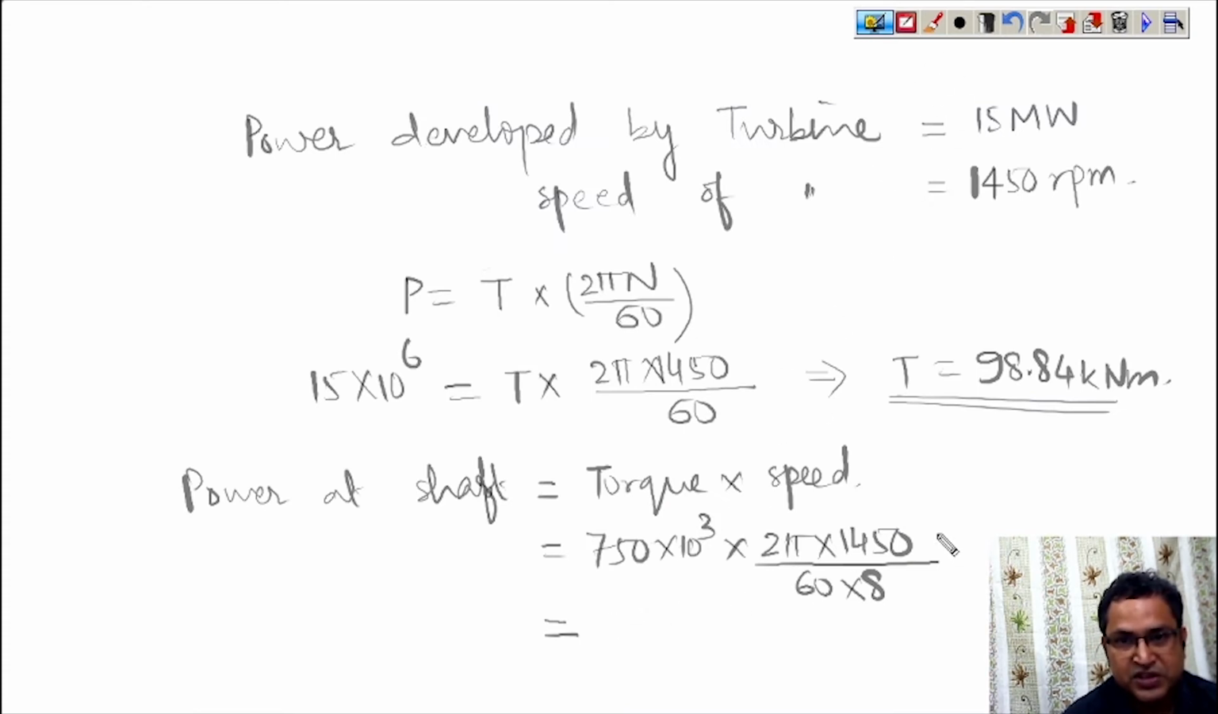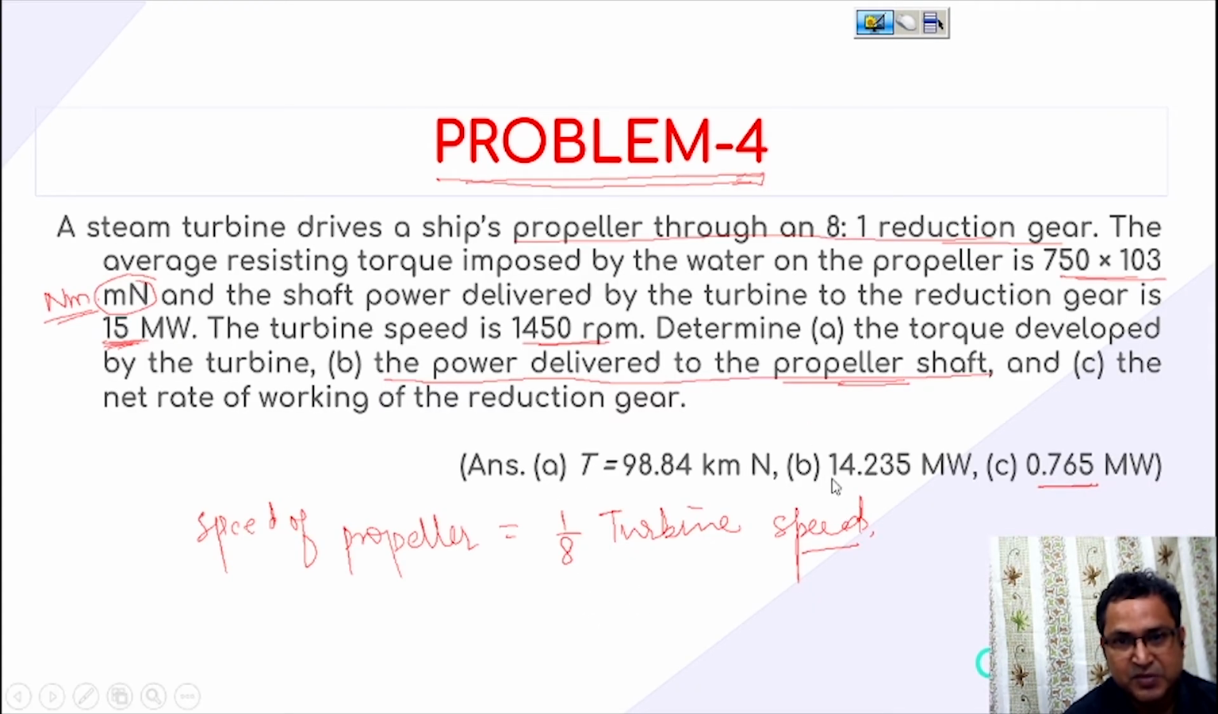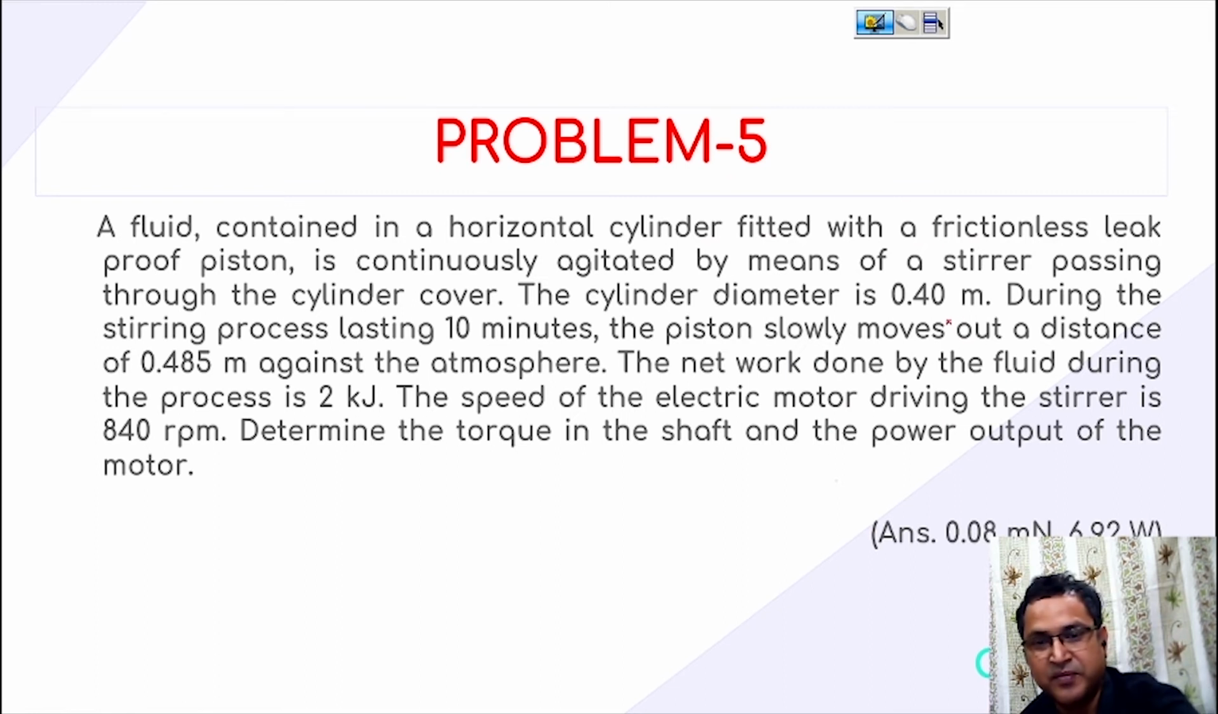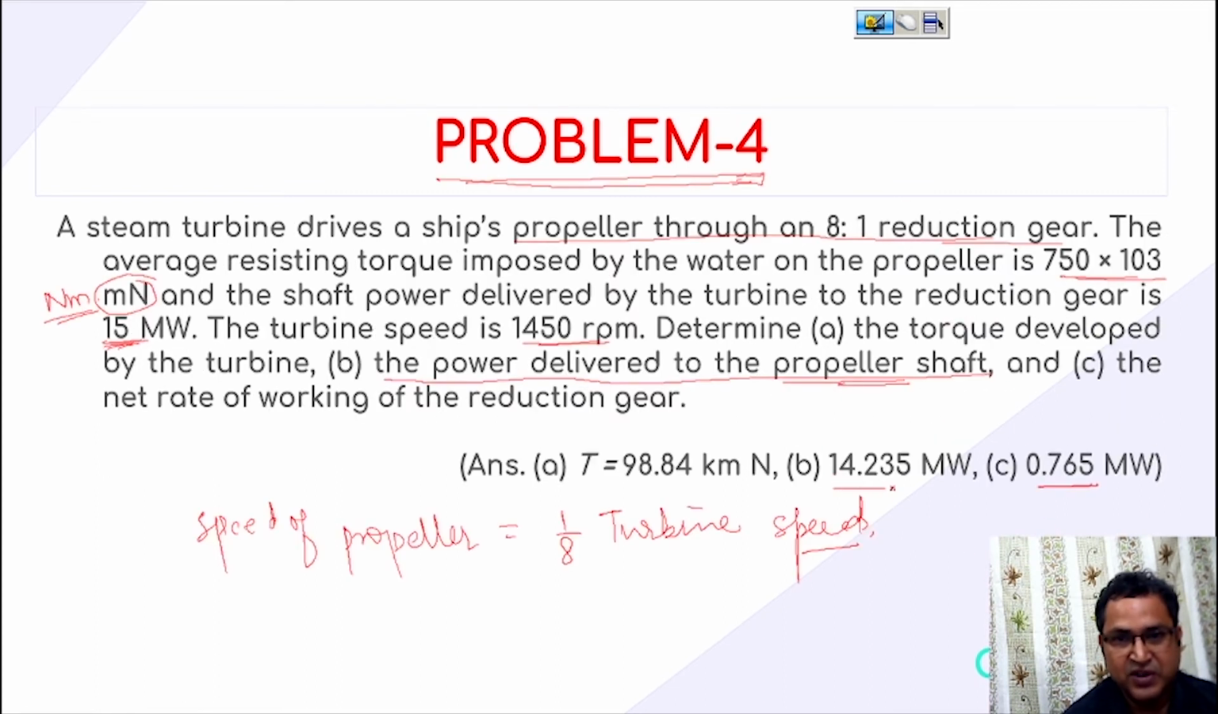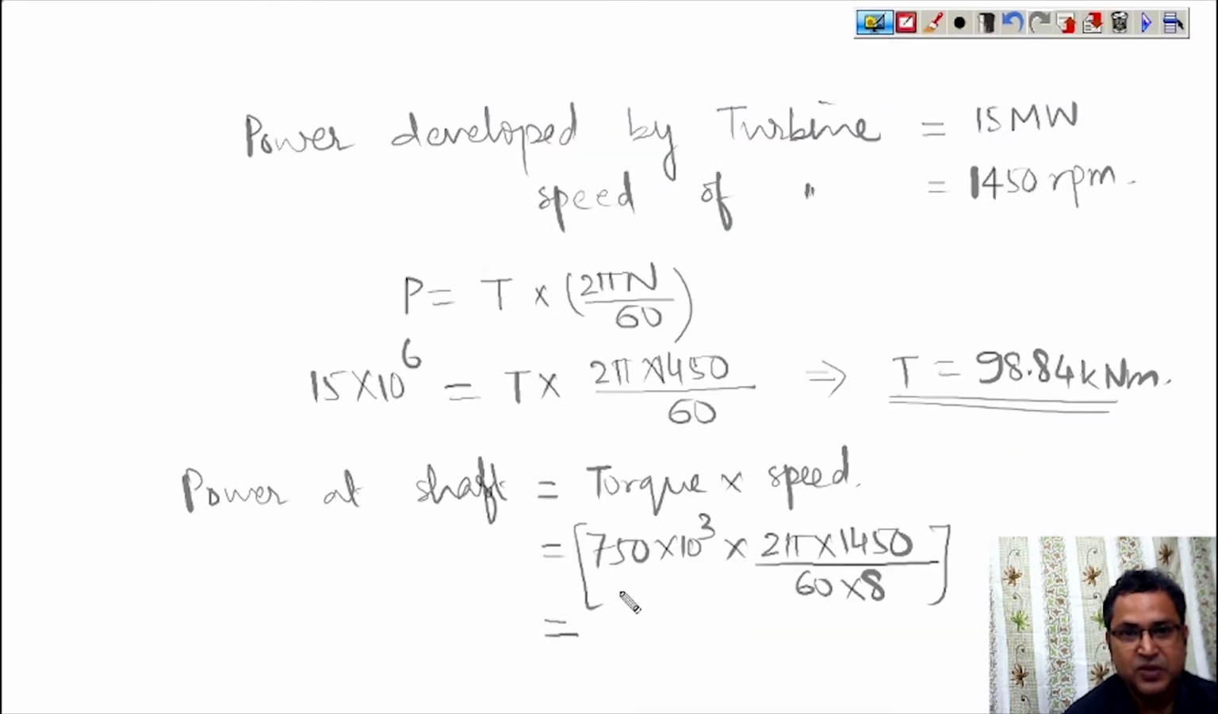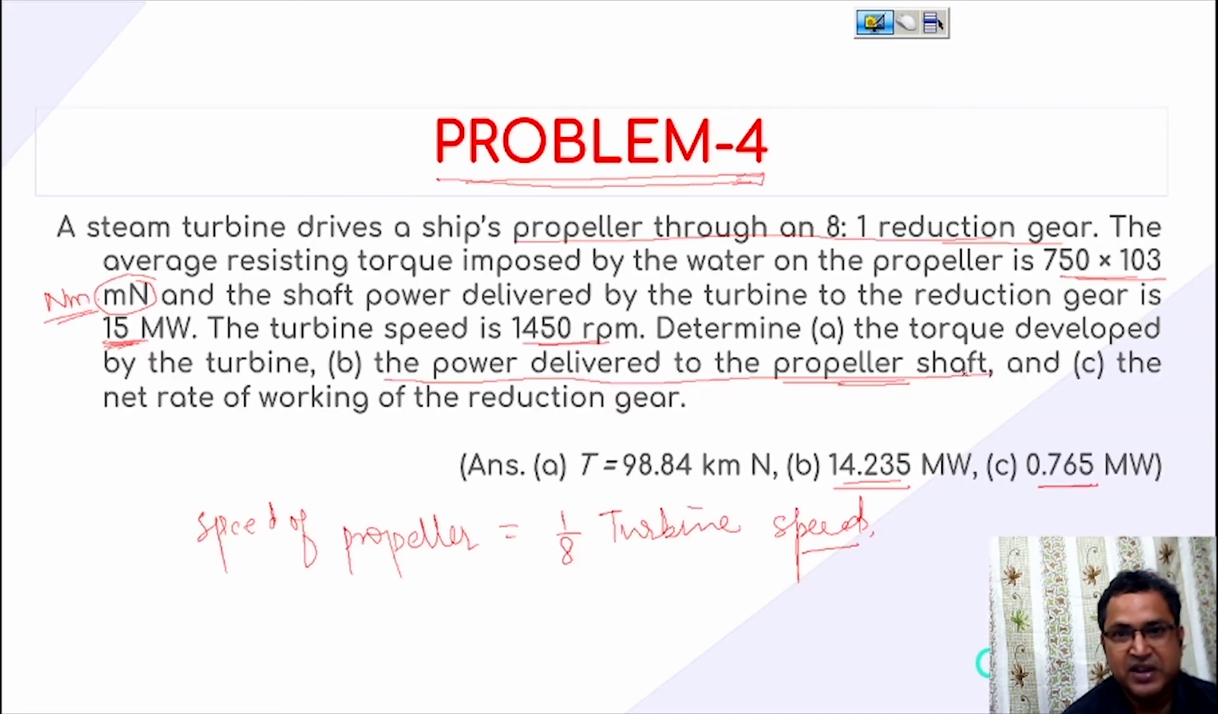14.235 megawatt. So this much power is developed at the shaft. So what is the power at the reduction? Obviously the turbine power minus this power, you will get the reduction power.